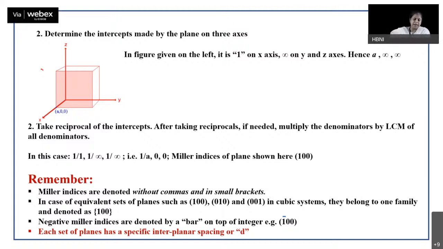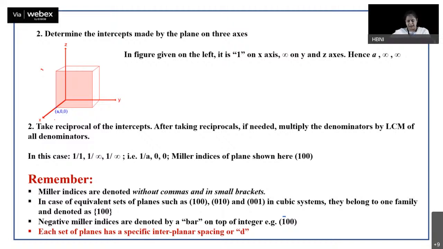For example, in this particular case, the shaded plane, I will repeat once again, makes an intercept of a on the x-axis. It does not intersect the y-axis and z-axis, so the intercepts are a, infinity, infinity. And since a is the lattice parameter, the intercept made is 1. So 1, infinity, infinity. Take the reciprocal and you get 1, 0, 0, which is the Miller indices of this particular plane.